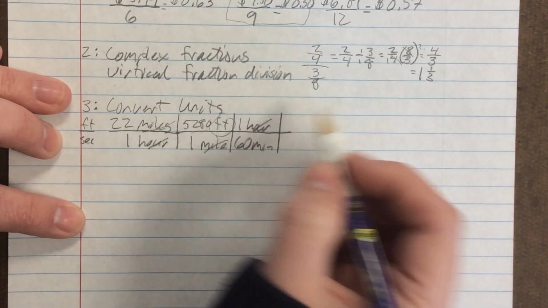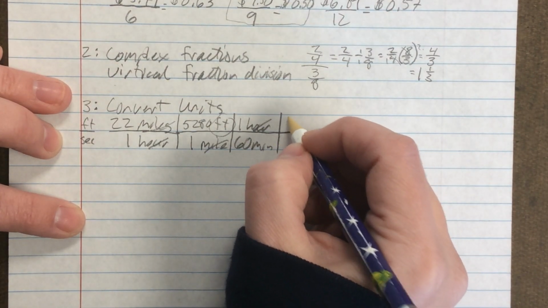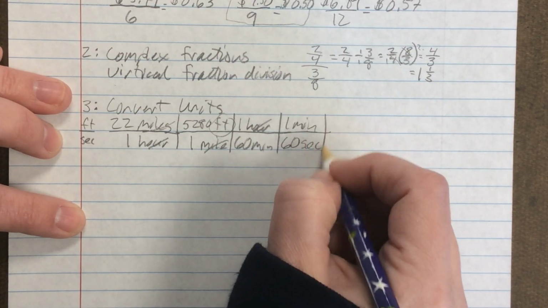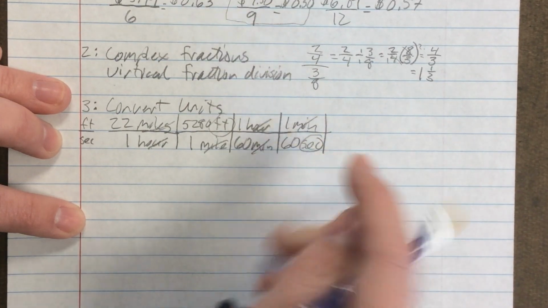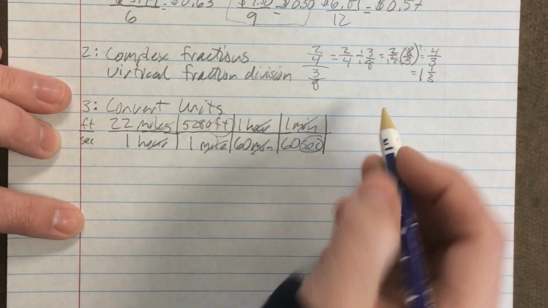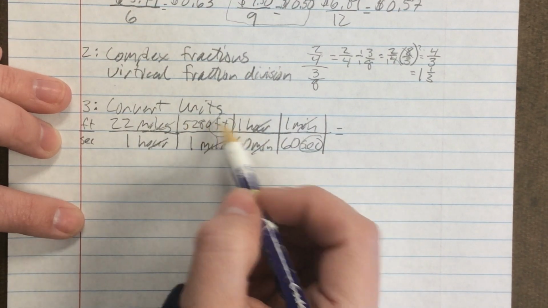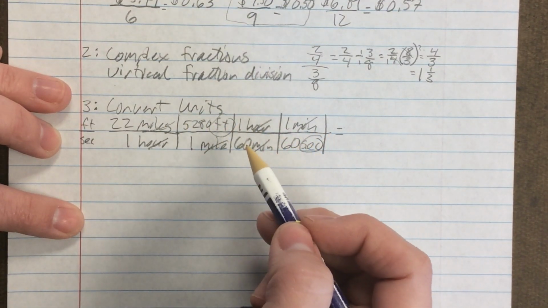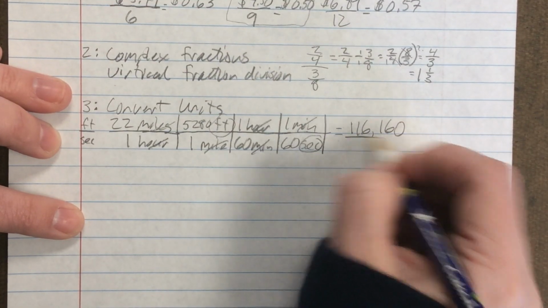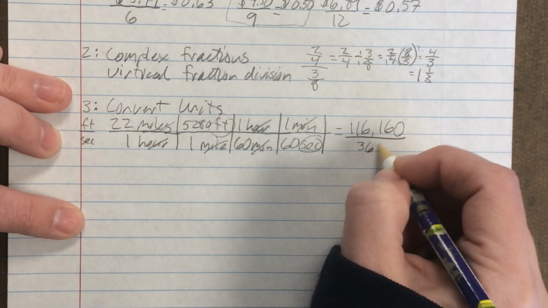Okay, so the hours cancel out. And now I need to change minutes to seconds. So there are 60 seconds in 1 minute. Okay, minutes cancel out. We're left with seconds, which is what we wanted. Now remember, these are just fractions that we're multiplying together. So we do 22 times 5,280 times 1 times 1, which doesn't change it. And that comes out to be 116,160 divided by 1 times 1 times 60 times 60, which is 3,600.